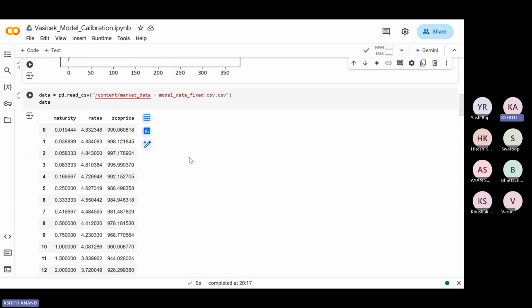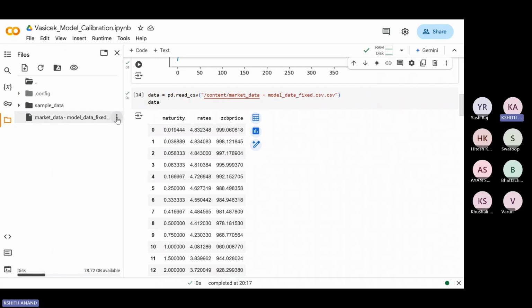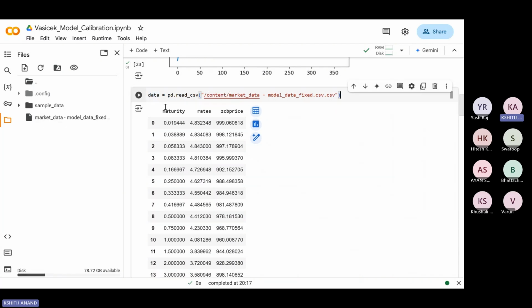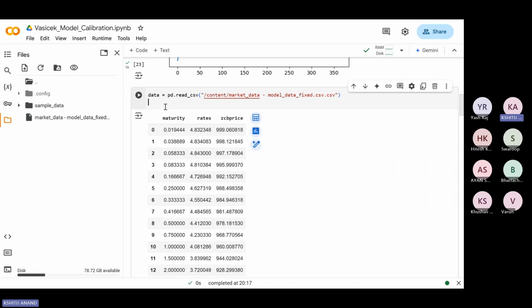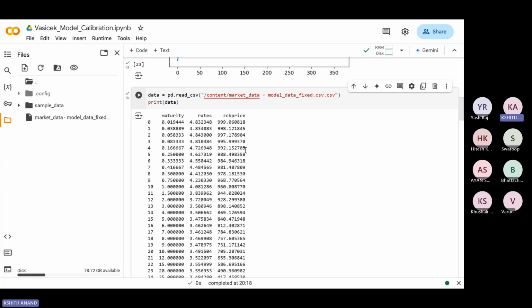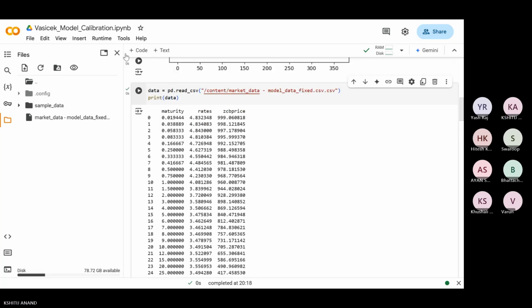Okay, so it's time we start the calibration. Just upload the data using this technique. Basically, if you're using Colab, then you can just copy the path from here. Use copy path, then pandas read CSV, put it inside, and then you can just get your data. Okay, if you get the data, I will just use print data, and so this is our data.